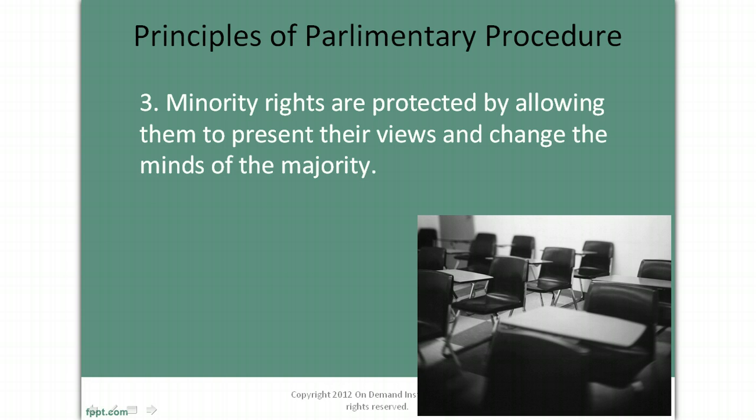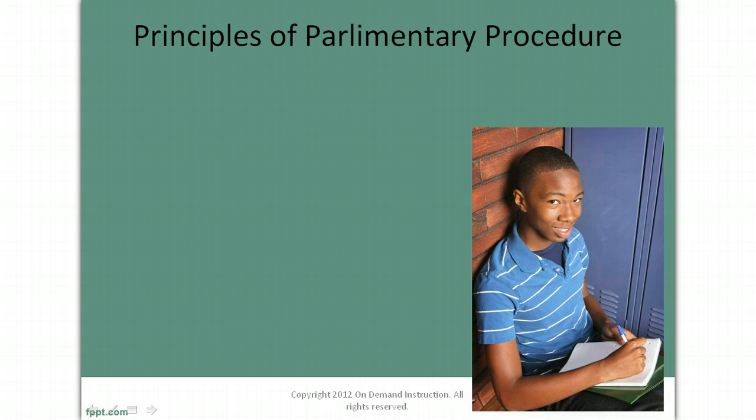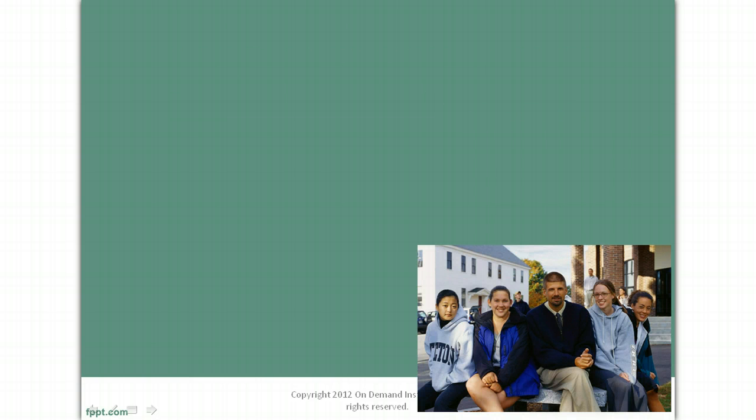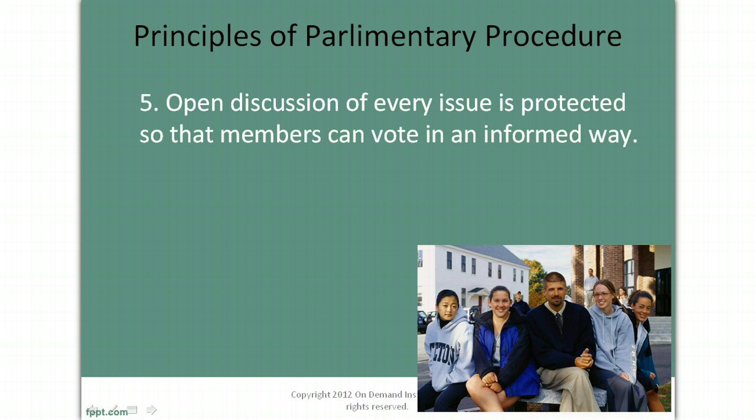Minority rights are protected by allowing them to present their views and change the minds of the majority. Every member has a right to abstain. They can choose to speak or to remain silent, to vote or not to vote. Open discussion of every issue is protected so that members can vote in an informed way on every issue. A 2/3 vote is needed to limit debate or end it completely.